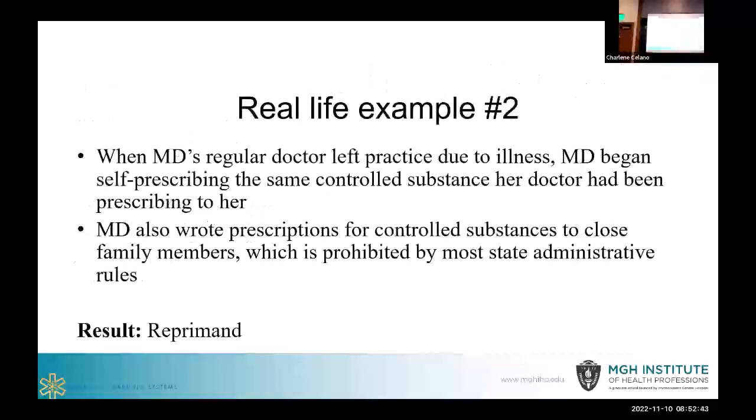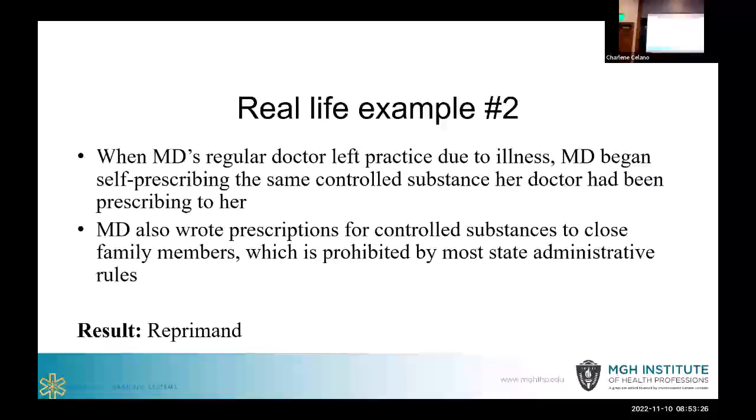So some of these are going to be more physicians, and I'm not picking on physicians, but working on a medical board, that's the majority of the cases I've seen. Just know that all of our different disciplines are regulated. When this physician's regular doctor left practice, she began to self-prescribe the same controlled substance that her physician had prescribed to her. This was building on the first slide. And the other thing this physician did is she was prescribing controlled substances to close family members who lived in the same household.